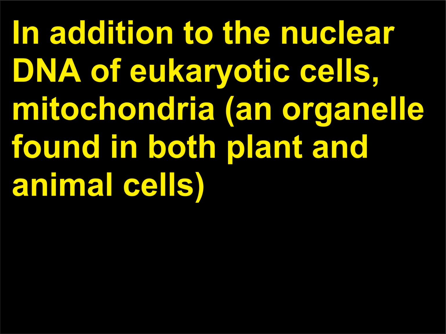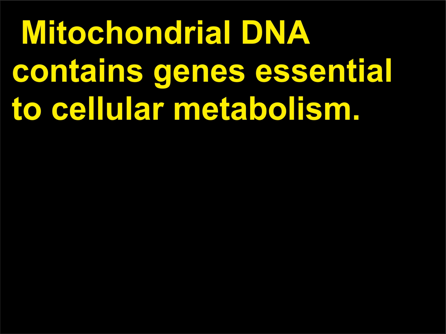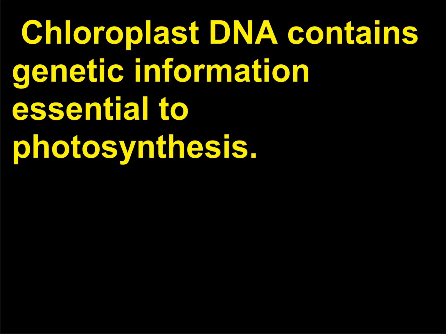In addition to the nuclear DNA of eukaryotic cells, mitochondria, an organelle found in both plant and animal cells, and chloroplasts, found in plant and algal cells, both contain DNA. Mitochondrial DNA contains genes essential to cellular metabolism. Chloroplast DNA contains genetic information essential to photosynthesis.